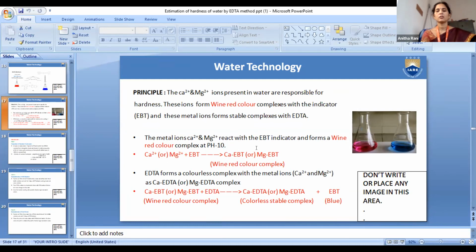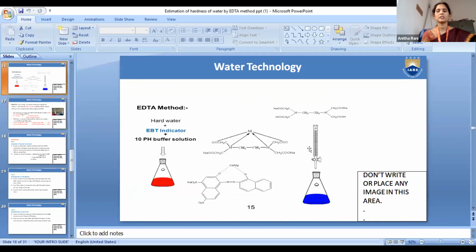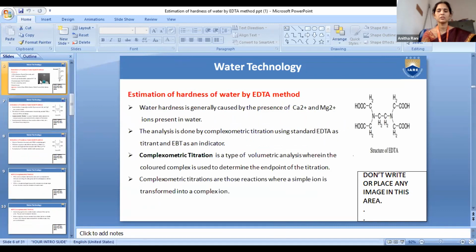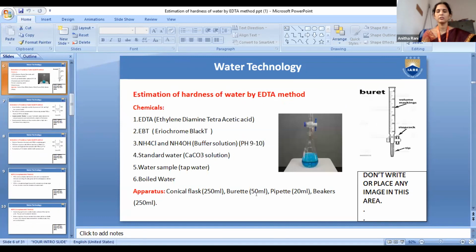To this wine red solution, we titrate with EDTA, ethylene diamine tetraacetic acid, taken in the burette. The burette is 50 ml, as I told you already. We fill the EDTA solution in the burette up to the 0 mark.